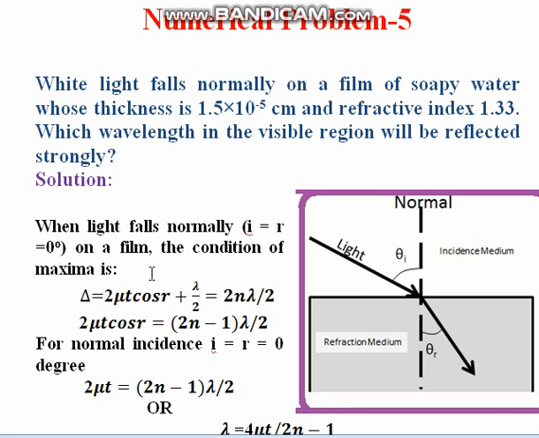Now let's write the condition for maxima. Why are we writing the condition of maxima? Because the question is which wavelength will reflect strongly. If there is a wavelength in the reflection, then there is a maxima, a bright point from which the wavelength is emerging. So that's why we are using the condition for maxima. This is 2 mu t cos r plus lambda by 2 in the case of reflection, and we put it equal to 2n lambda by 2.